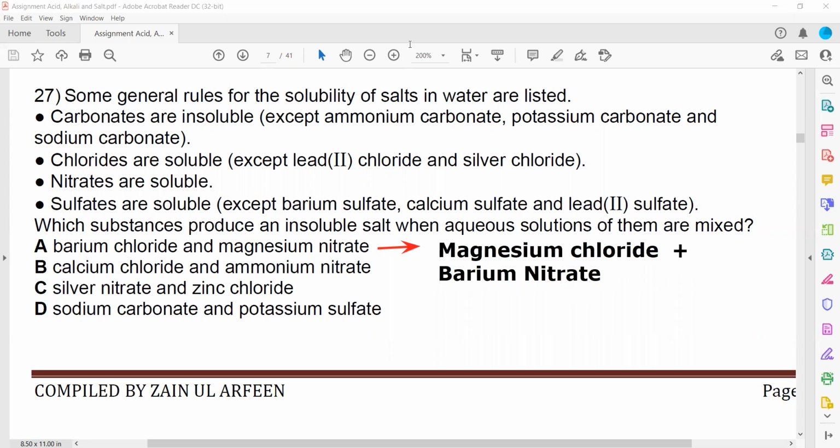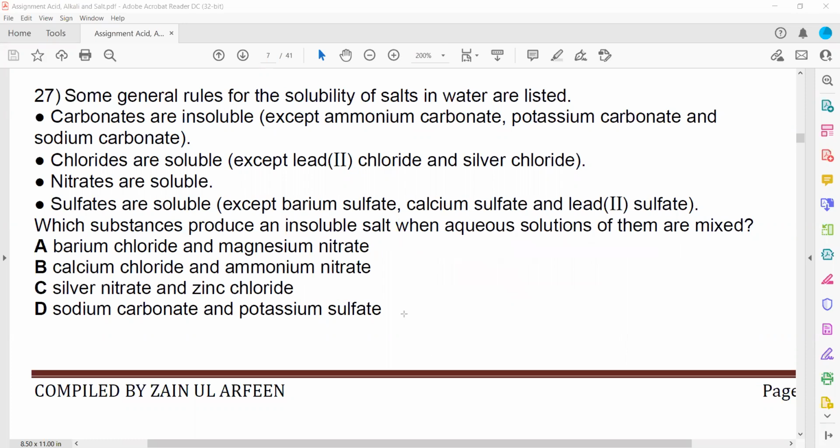So we have to check, because we want to produce a salt by precipitation here, like we want to produce an insoluble salt. Magnesium chloride is a soluble salt, so this will be a solution, and all nitrates are soluble, so this will be a solution. So the first option does not produce an insoluble salt, so it cannot be the answer.